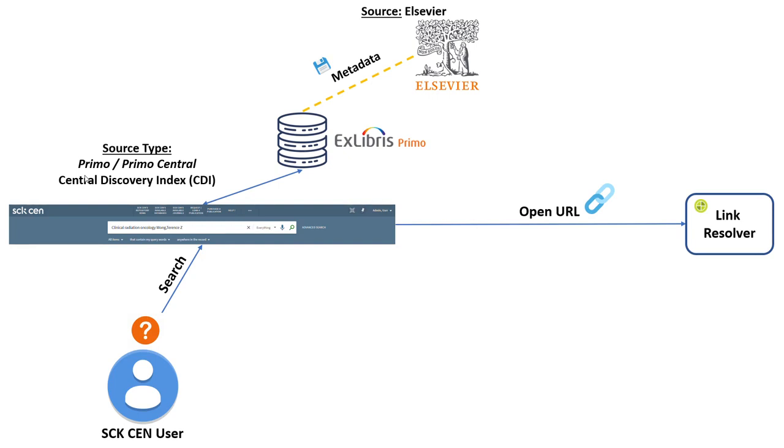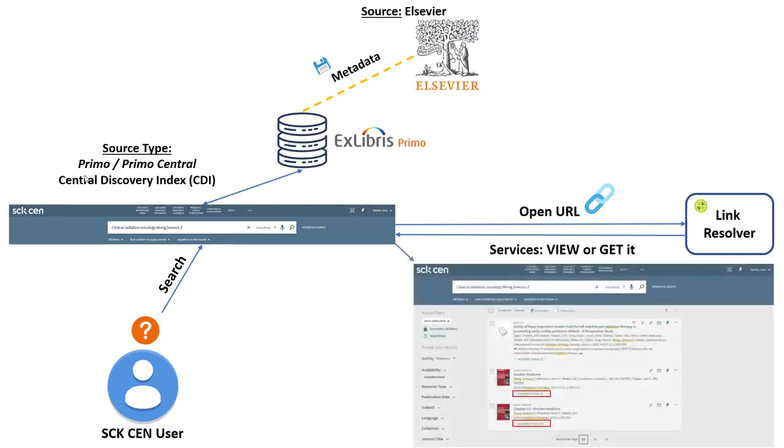What the link resolver does is that it sends back the view it, so the full text access online, and the get it in the holdings services. So what the user actually sees is this. This is the user interface. This is the result that the user sees.